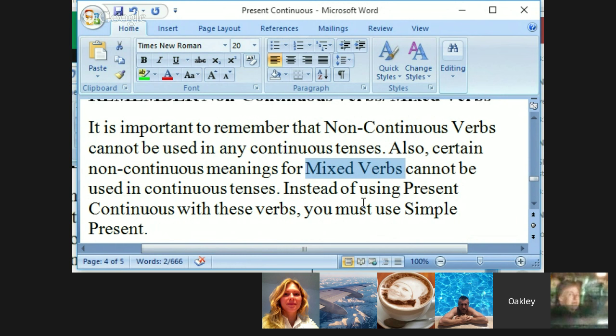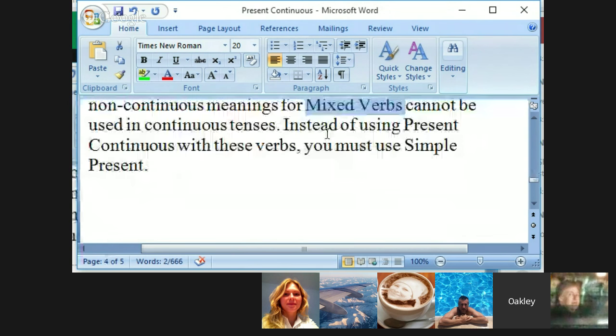Okay, anyway, mixed verbs are verbs like have, meaning ownership. You can say, I am having a party, meaning hosting a party, next weekend, in the near future. But you cannot say, I am having a car, meaning possessing. It's not possible.